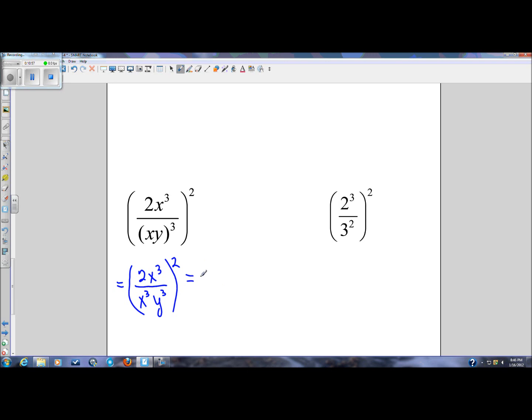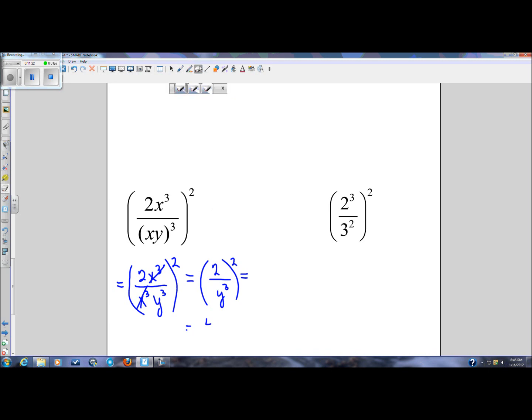Now, you might notice something first. You notice how we have x to the 3rd in the numerator and x to the 3rd in the denominator? If we have identical quantities like that, we can just cancel them out. So really what we have is 2 over y to the 3rd, all of that raised to the 2nd power. So now let's do that. We get 2 to the 2nd.